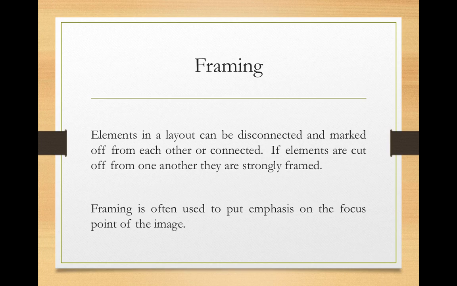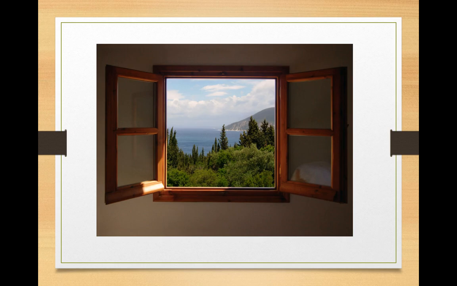So that mouse character was the most salient part of that image, and therefore the frame of the circle was emphasizing that focus. Another example of framing is here with the beautiful window frame capturing the view out of that window. So the salient image is the view and the framing is the literal window frame.